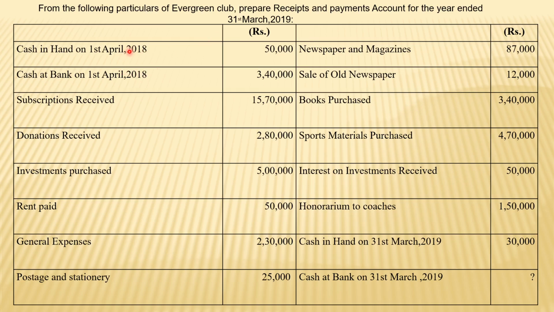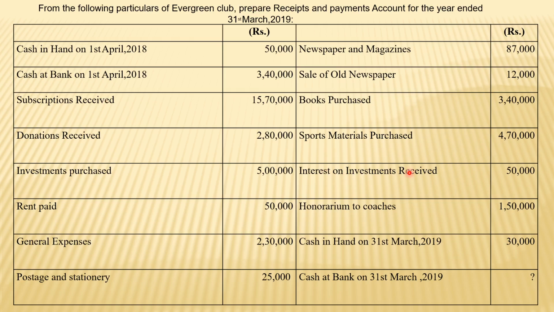Here you can see the opening cash and bank balance is provided: 50,000 and 3,40,000. Subscription received is 15,70,000. Donation received, investment purchase, rent paid, general expenses, postage, stationery, newspaper, magazine bills, sale of old newspaper, books purchase, sports material purchase, interest on investment received, honorarium to coaches. Now the closing cash and bank balance. Here the bank balance is missing, so that closing part we have to find out.